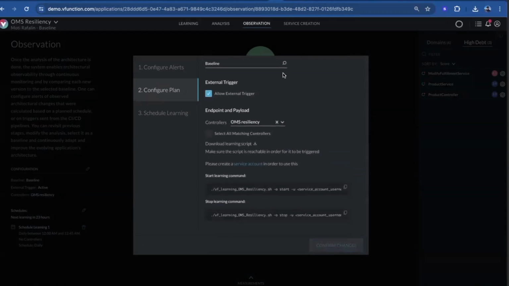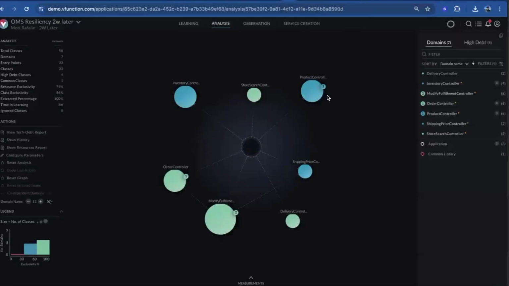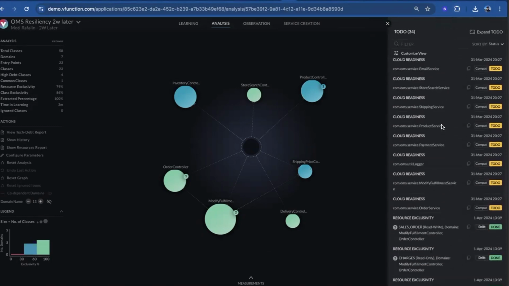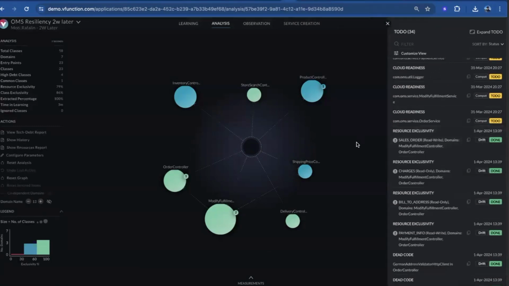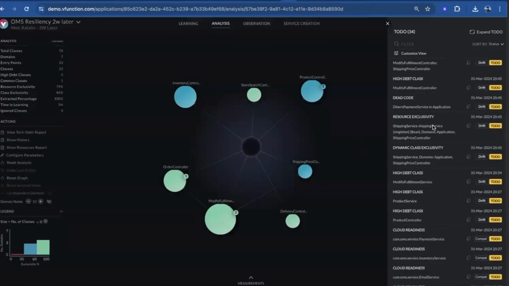Let's fast forward two weeks and see how this application looks after several releases. As can be seen, we have new domains, colors, and dependencies. Some of the to-dos have been remediated, for example, the sales order database multi-domain dependency. We can also see that two new domain dependencies have surfaced and a new domain, delivery, was added.